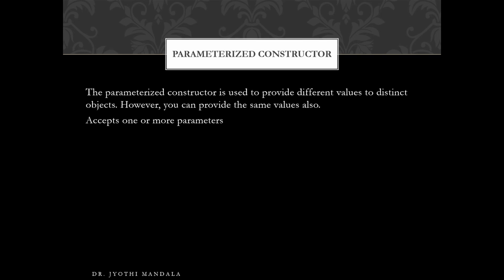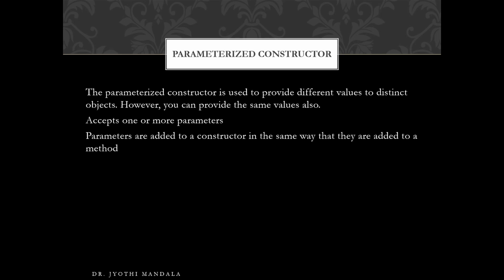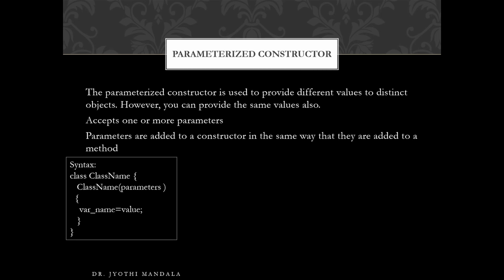So it can accept one or more parameters. Whenever you are saying parameterized constructor, at least one parameter should be there as part of your arguments list. The parameters are added to the constructor the same way you have done with the methods. So you can see the syntax here. Class name and the constructor name should be equal, and you need to provide your parameters here, and whatever parameters you are using here should be assigned to your variable list.